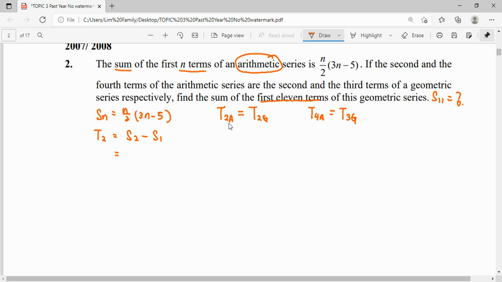So S2 here will be equal to, substituting the value of 2, and S1, substituting the value of 1, to find out what our T2 is here. So this T2 will be equal to 2.